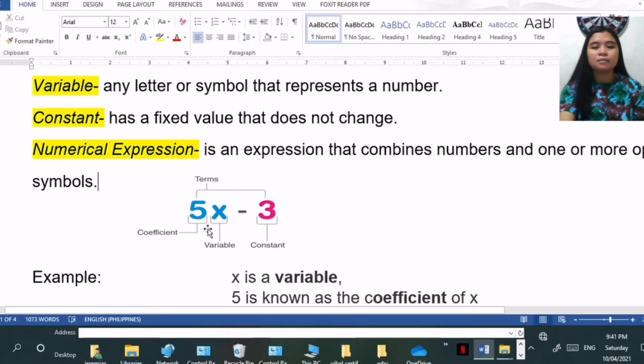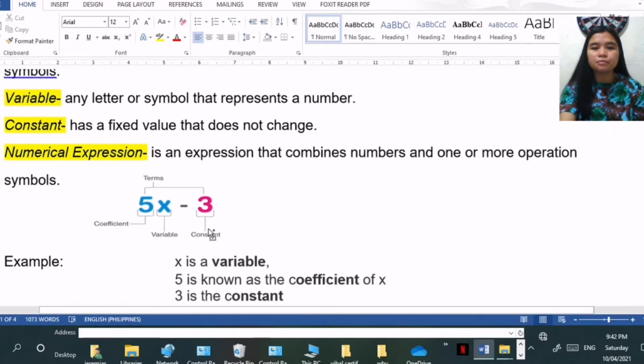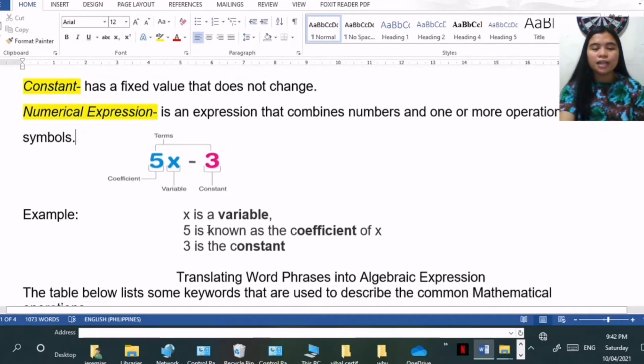So, going back to this example, the x, as I said earlier, is a variable, and 5 is known as the coefficient of x, and 3 is the constant. So I have explained what those words mean.